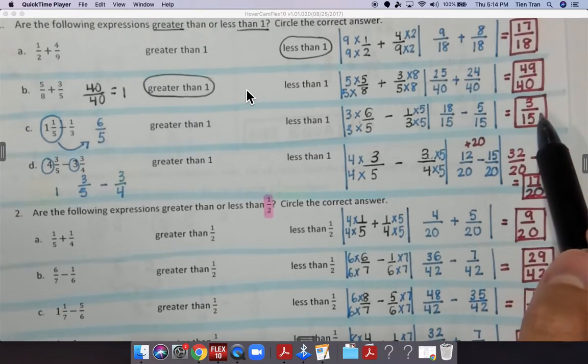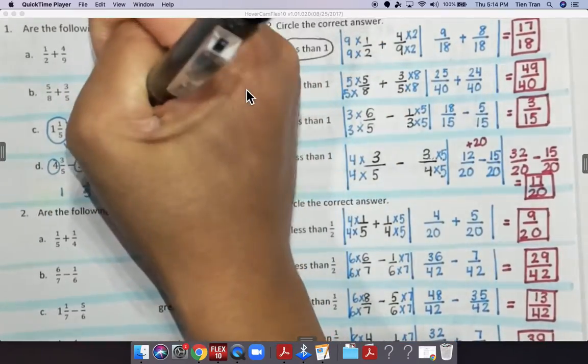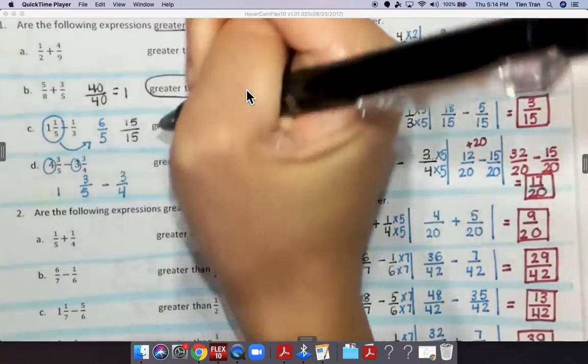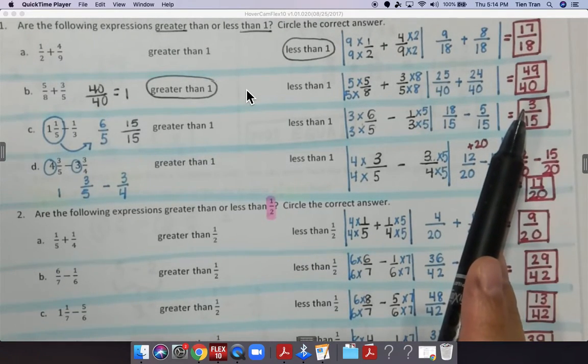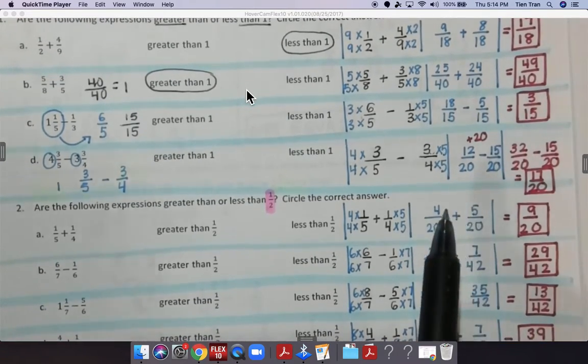Now 13/15 is less than 15 divided by 15. Remember, 15 divided by 15 is equal to 1. If it's less than 15 in the numerator, that means that it's going to be less than 1.